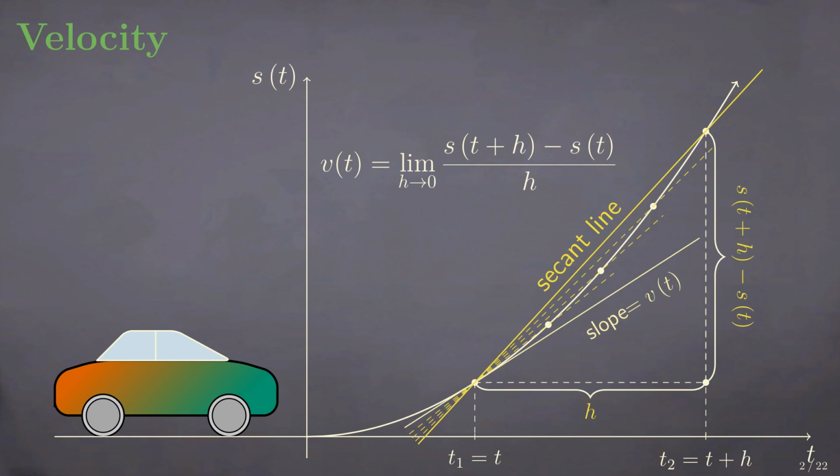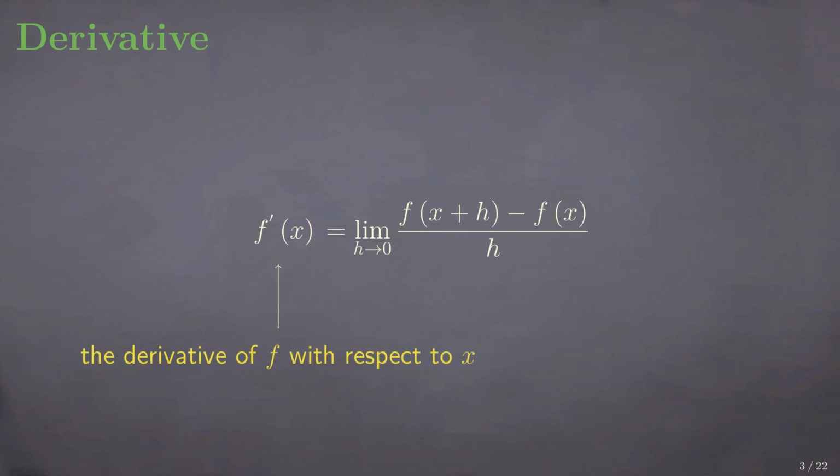Now, instead of taking the distance function s, we can take any kind of function f and take the limit of the difference quotient (f(x+h) minus f(x)) over h. If that limit exists, we denote it by f prime of x and call it the derivative of f with respect to x.